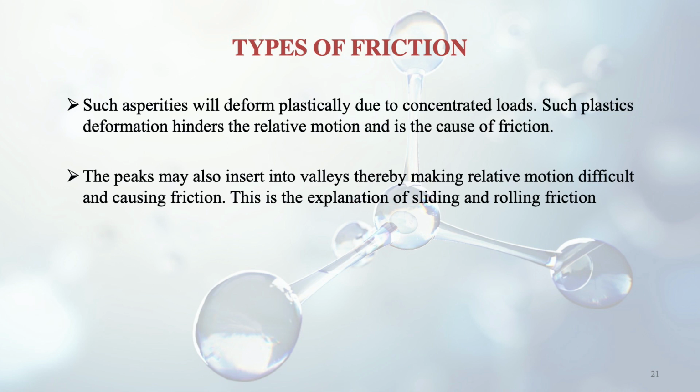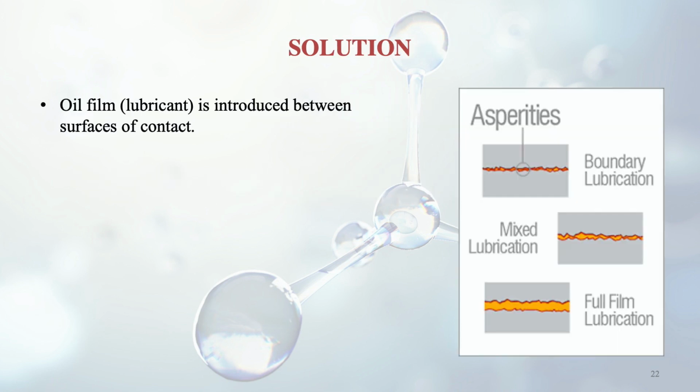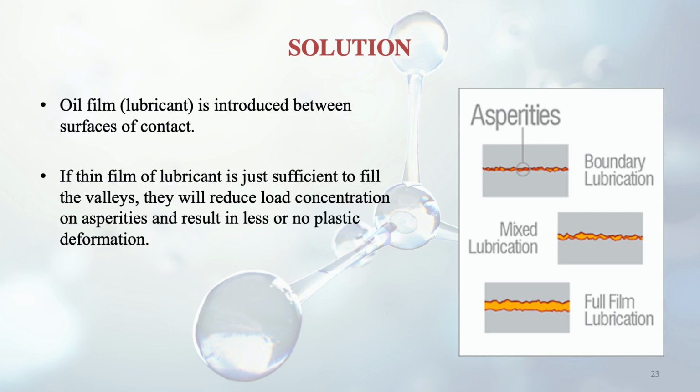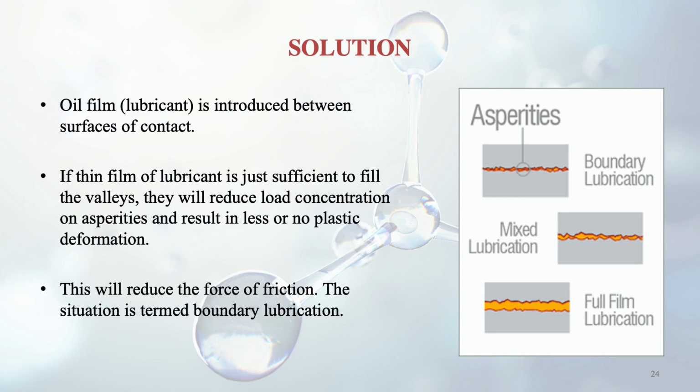So what is the solution for avoiding this friction which is hampering the things? There is oil film lubricant, which is introduced between the surfaces of contact, and if a thin film of lubricant is just sufficient to fill the valleys, then it will reduce the load concentration on the asperities and result in less or no plastic deformation, and this will reduce the force of friction. And this type of lubrication is known as boundary lubrication, because the film of lubrication is thin.